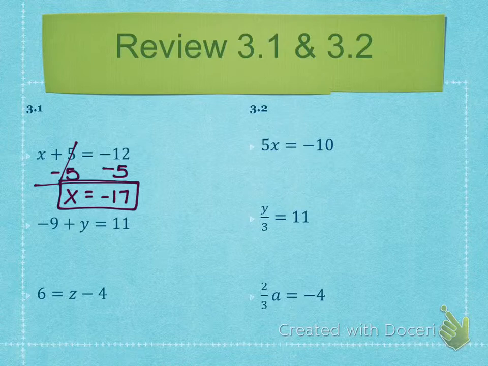Next problem here. Jared, what am I going to do? You're going to add 9. Very good. How did you know to add 9? Okay, but why? Because 9 is being subtracted, or it's not technically being subtracted. It's a negative number, right? So we just add 9. And what does y equal? 20. Very good.